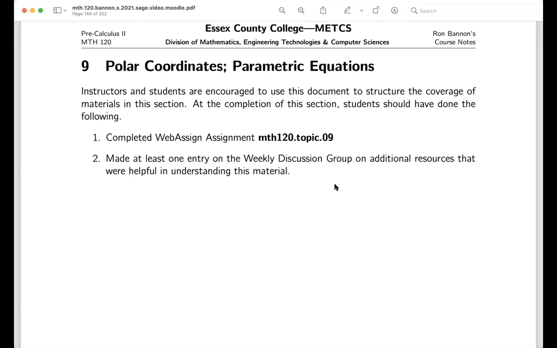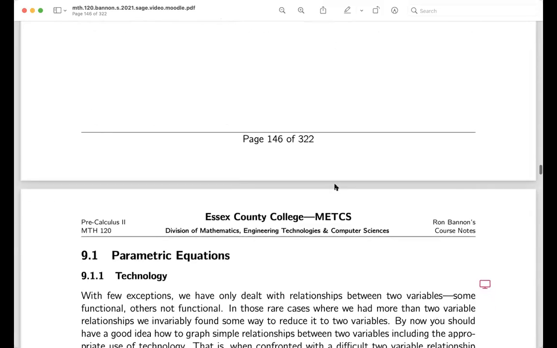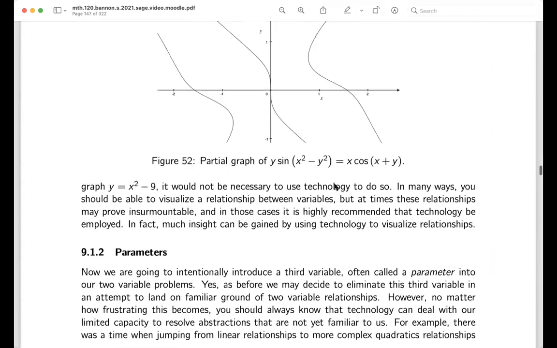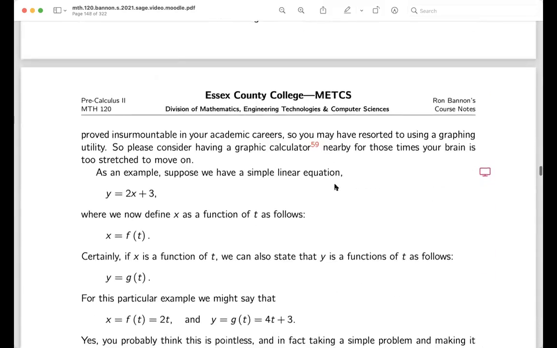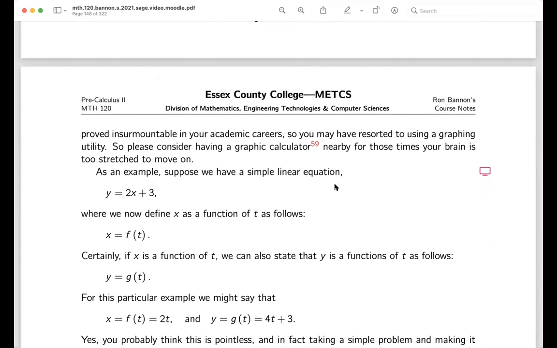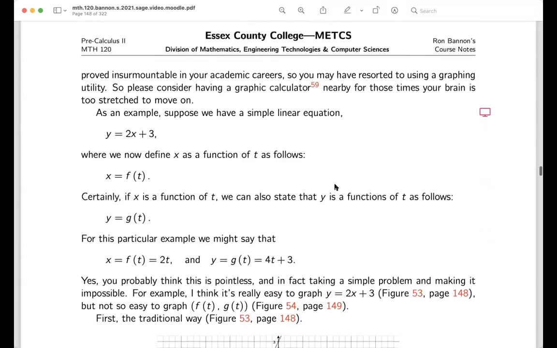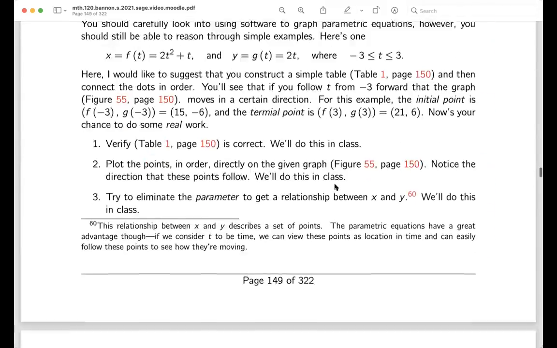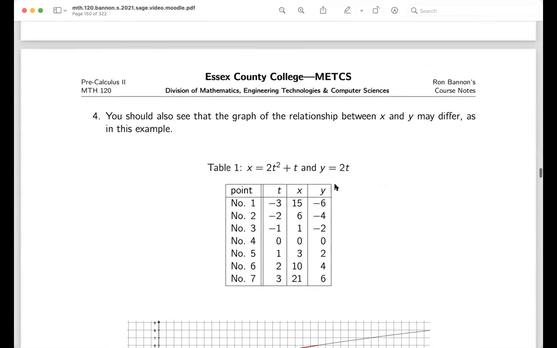Okay, we're on this section of polar coordinates and parametric equations. Certainly, we covered the lecture material. We talked about graphing, both by hand and using a computer. We talked about what a parametric function might look like, and we went through some examples. We did talk about deception. We're going to try to prevent that deception from occurring.